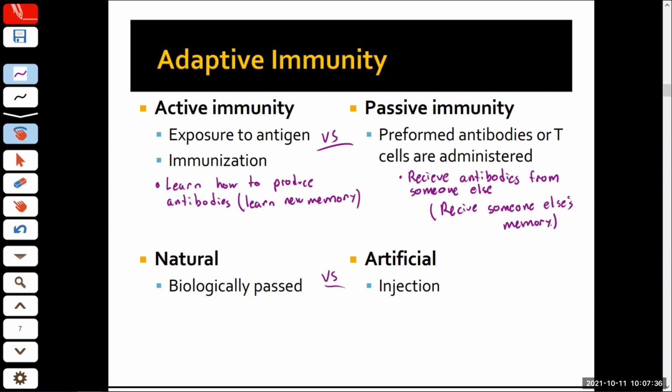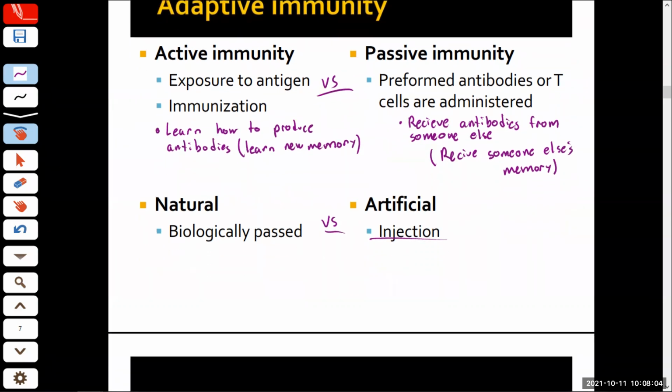Okay. And we'll get into more examples there, I promise. Is passive like breast milk? We'll get into more examples about that. But you guys see with active, you're actively trying to learn. Here, you're getting the answers. Okay. Natural, you're just exposed to it. Anytime you see artificial, I just want you to think injection. Anytime you see artificial, just think injection. Okay.